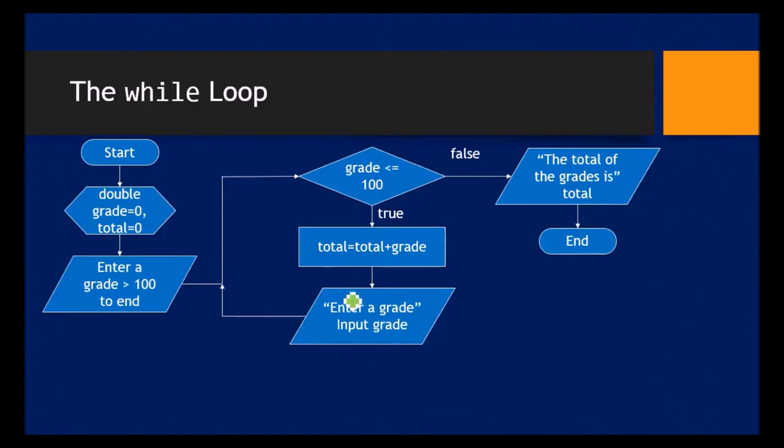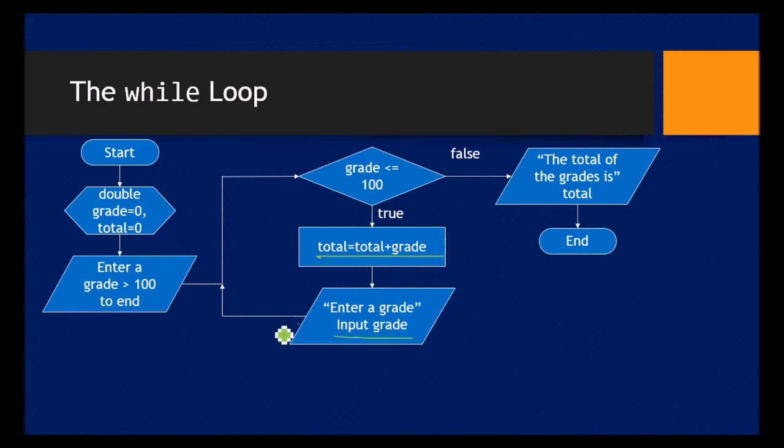Here's a flowchart. This is the program we just looked at. So a while loop. We have start. We have our variables being declared in our preparation symbol. Then we are prompting, telling them how to stop the loop. So this is the instructions, enter a grade greater than 100 to end. Here's our while test. It's a diamond shape, just like the if. So grade less than or equal to 100. That can either be true or false. And if that's true, or while that's true, do the total. And then prompt for the grade and then input a grade.